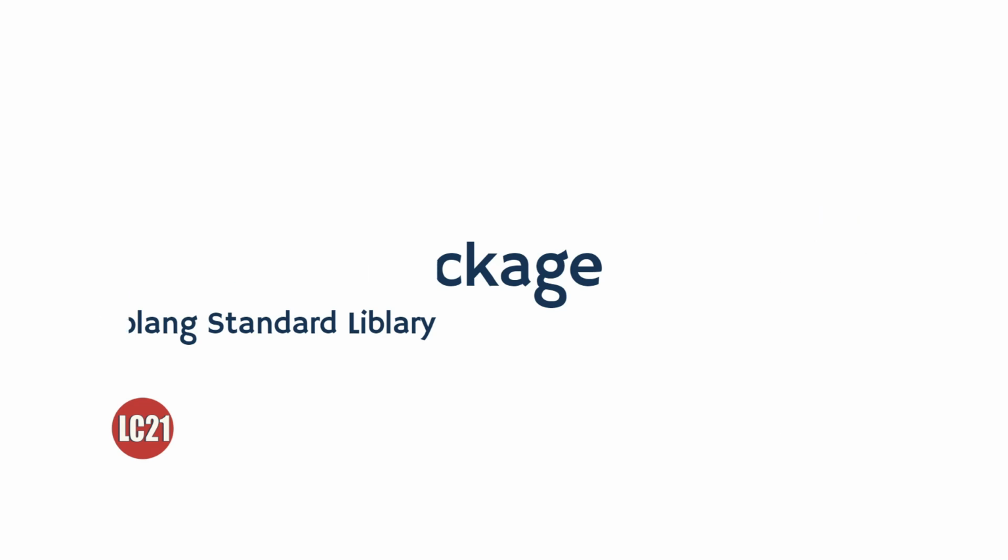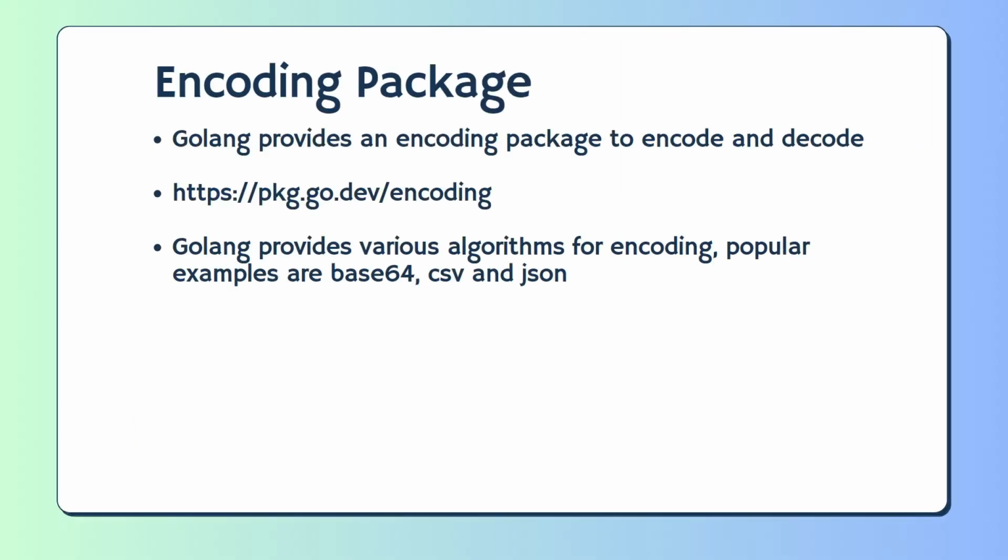Encoding package. Golang provides an encoding package to encode and decode. Golang provides various algorithms for encoding. Popular examples are base64, CSV, and JSON.